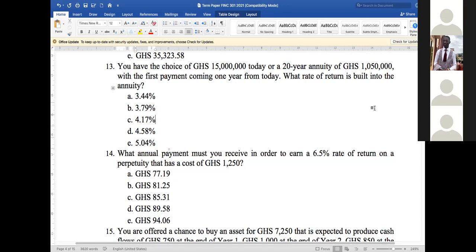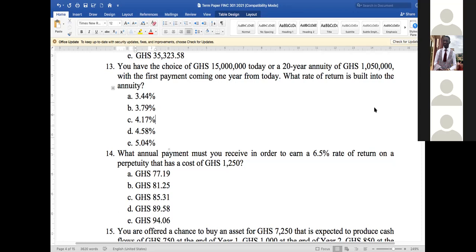Yes, anybody with an idea? You use your ordinary annuity formula, but this time you are finding the value of R in the formula. So what is your PV? Our PV will be the 15 million. Exactly. Do you understand?